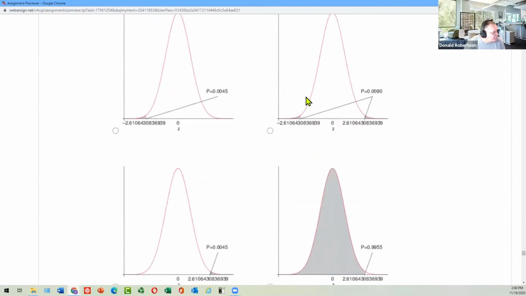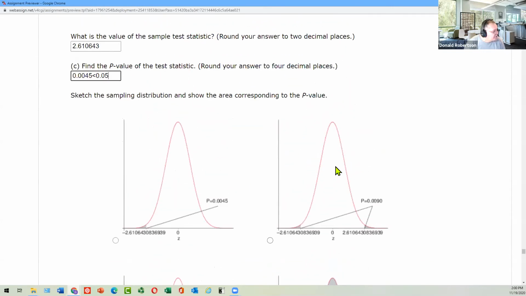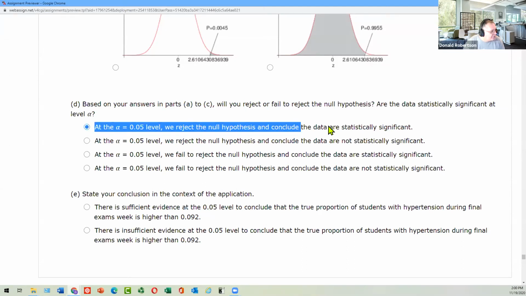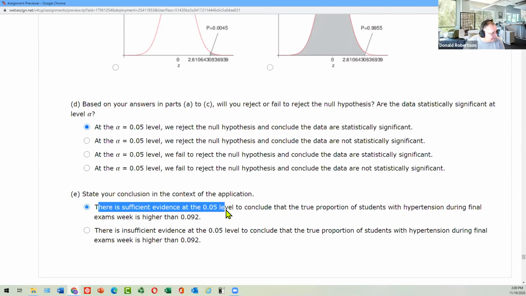I don't know why this picture's a little bit funny, but it is what it is. And that makes it this one, which means that you do have a statistically significant result. So you reject it and it's significant, so it makes it this one again, the same answer every time, a yes.